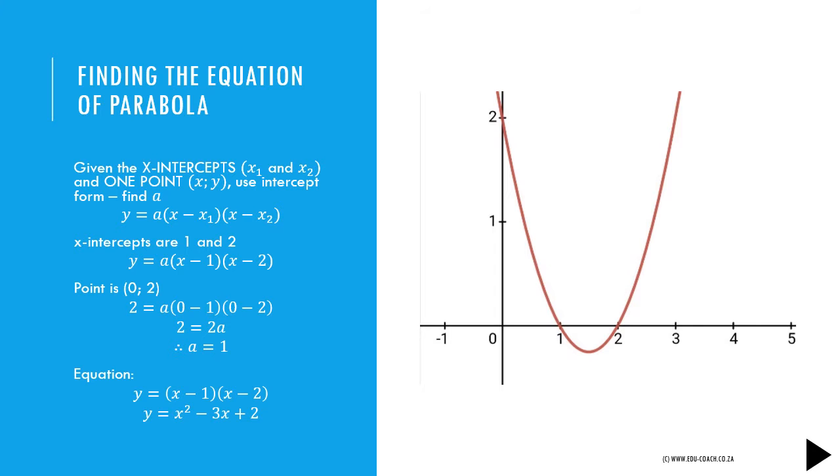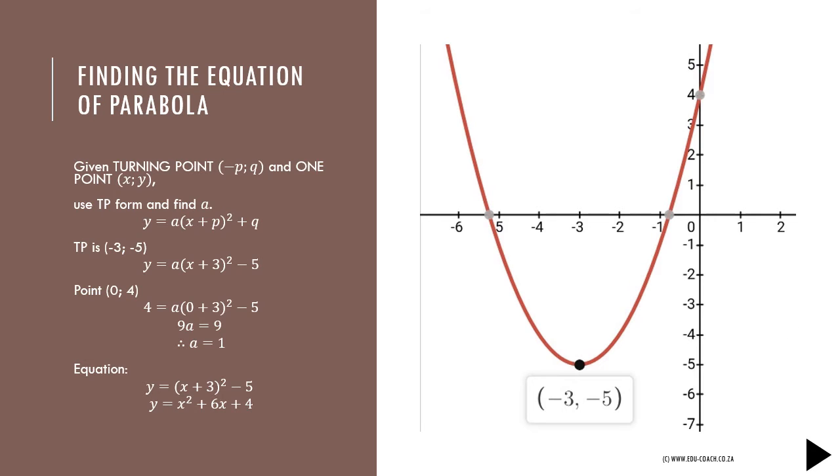We can also find the equation of the parabola if we are given the turning point and any other point on the graph. So here we will use the turning point form. y = a(x + p)² + q.